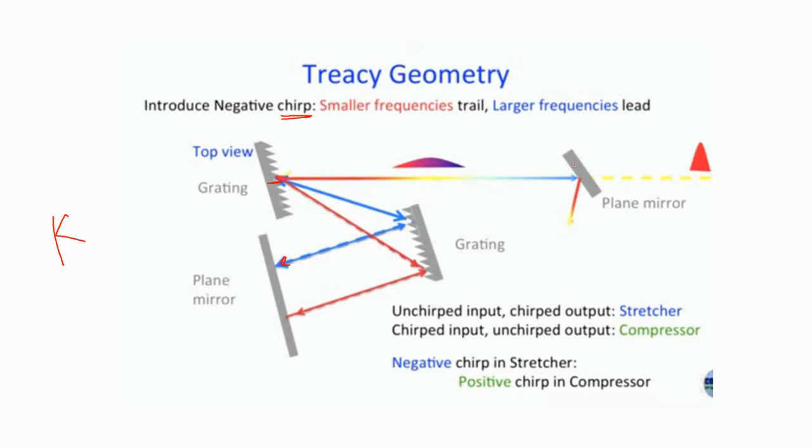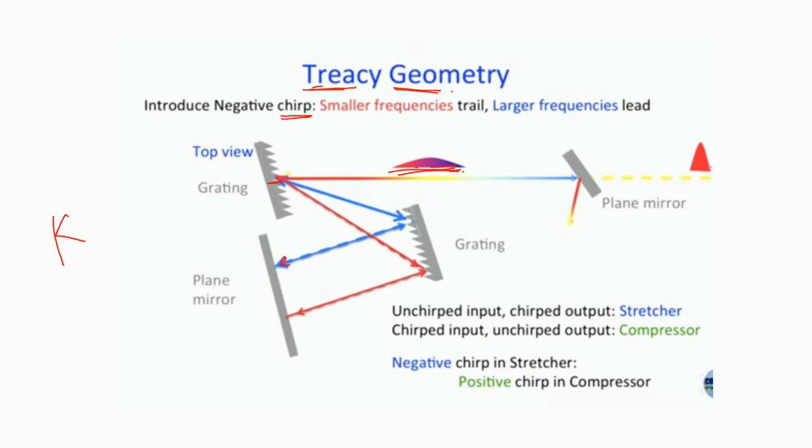So this type of arrangement, say this is the pulse beam. When it is incident on one grating, then the second, then a plane mirror reflects it back, and it goes back the same way, we get a stretched pulse beam as an output. This type of arrangement, where we use two gratings and one plane mirror, is called the Treacy geometry.